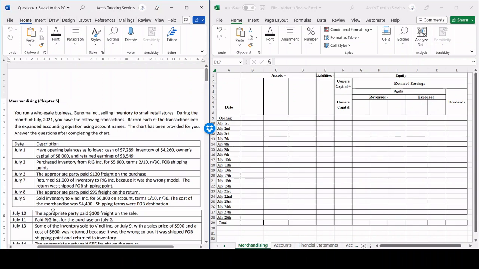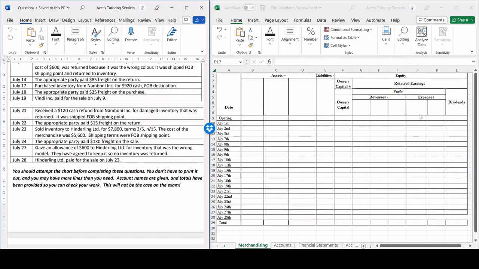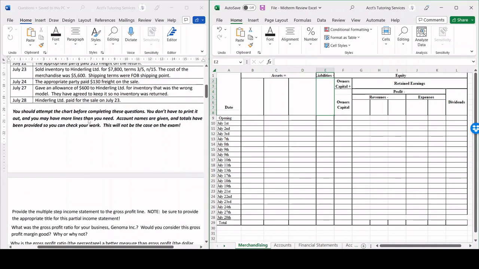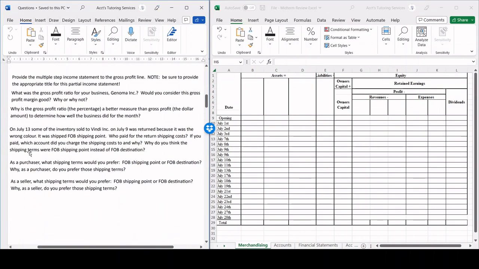So we're going to answer all of these questions into this chart over here, and we're going to fill in the account names as we go. You should attempt the chart before completing these questions. You don't have to print it out, and you may have more lines than you need. Account names are given and totals have been provided so you can check your work. This will not be the case on the exam. So since it will not be the case on the exam, I took out the account names and the totals. So we're going to do it from scratch, and then afterwards, we're going to tackle these questions.